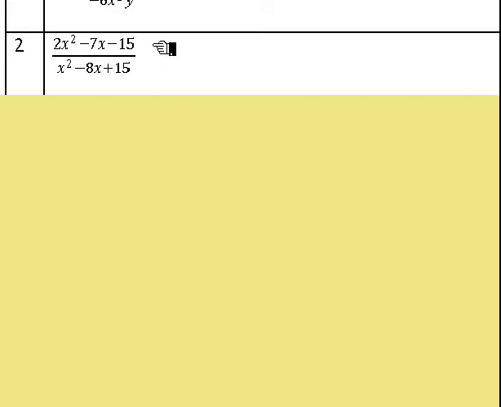In number 2, again, we just want to simplify. And here we have two quadratics. So in order to simplify, we have to factor and see if we have common factors. And then we can cross off common factors. So basically, that's how we simplify. Factor, top, bottom, cross off common factors. Okay, so let's start factoring.